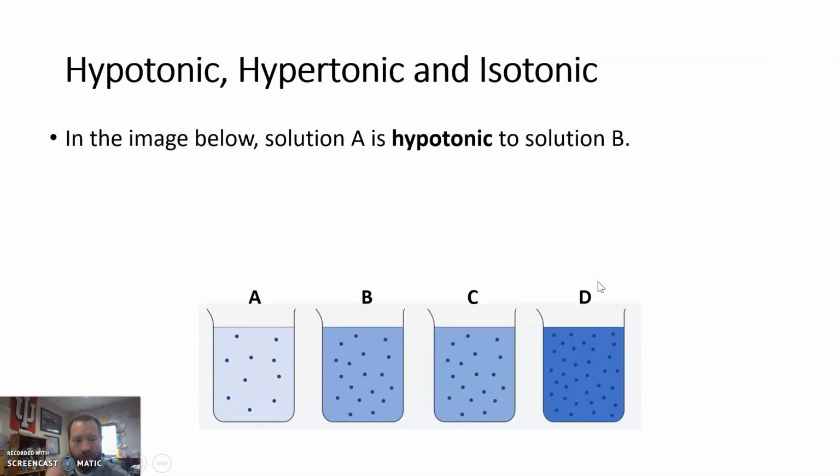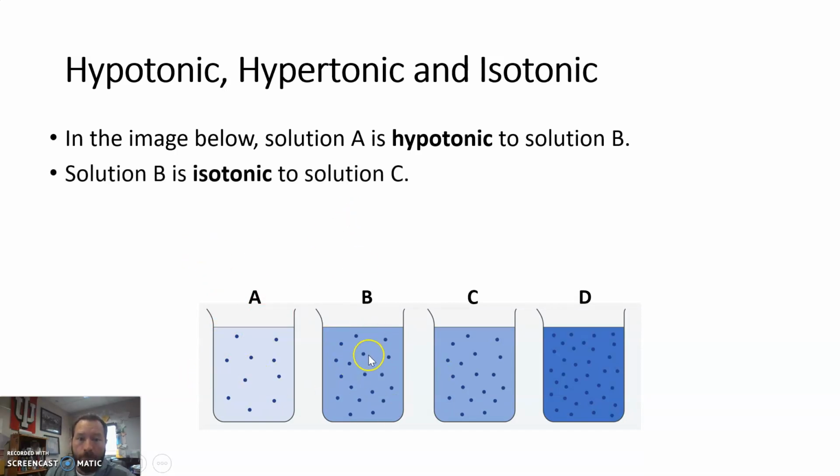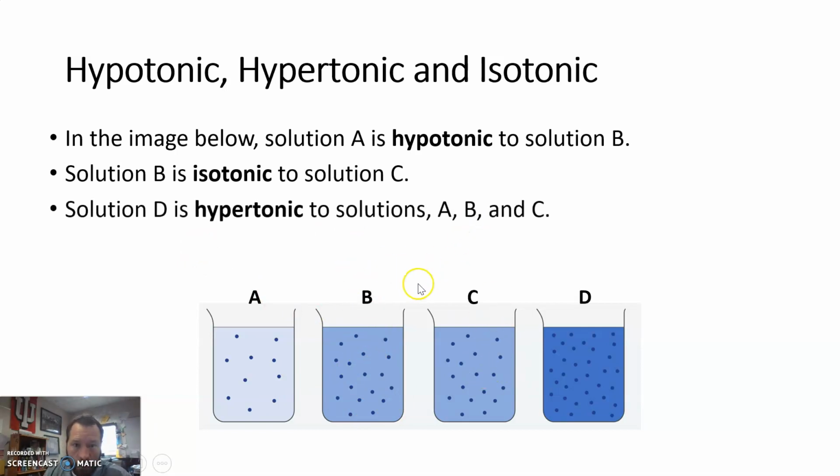So using those terms here, in the image below, we have four different solutions. A is hypotonic to solution B. See how it's lower concentration than B? B is isotonic to solution C, and then solution D here is hypotonic to all the rest.